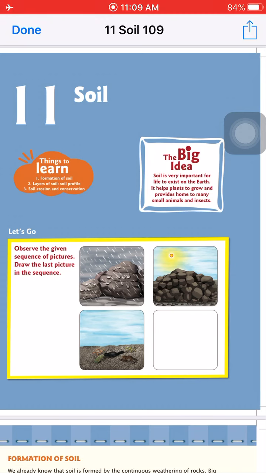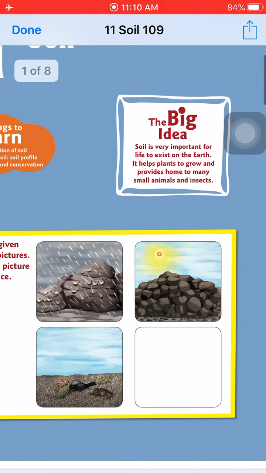So in this chapter we learn about how soil is formed, and how soil is important for our life or for our survival. We also discuss the different types of layers present on earth and which layer is useful for growing plants. And next is, what is soil erosion and how we conserve the soil from weather conditions. So firstly, now we start.